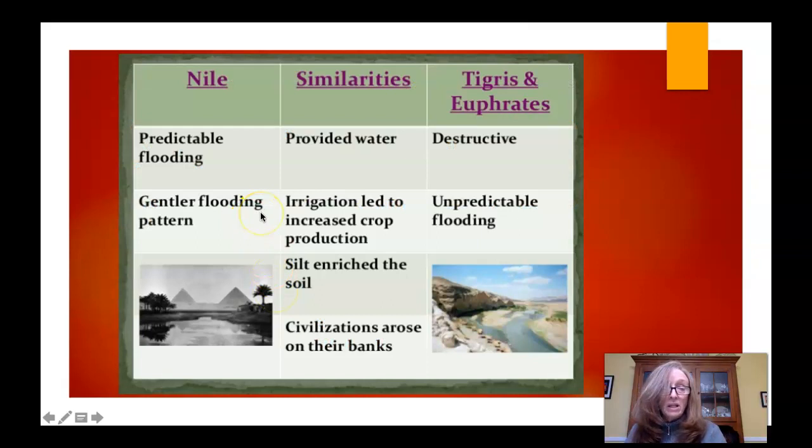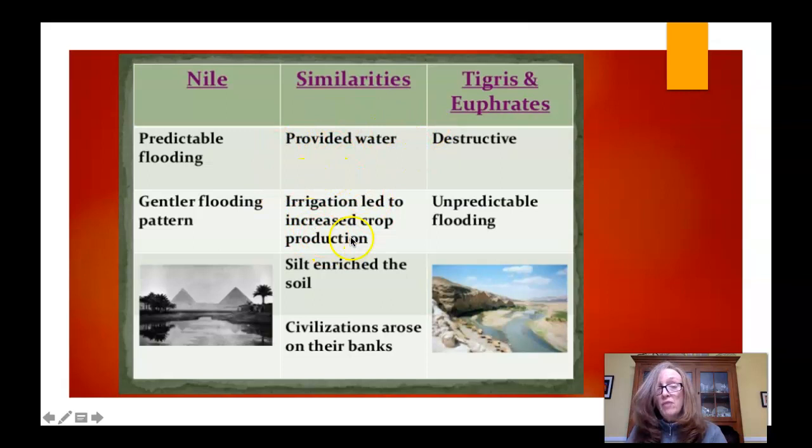And I want to end here with a little chart so that we can take a look at the Nile River as compared to the Tigris and Euphrates rivers. So the differences are the Nile River had predictable flooding and gentler flooding patterns, whereas the Tigris and Euphrates Rivers' flooding was more destructive and unpredictable. Now, the similarities between the civilizations and the rivers, they both provided water.